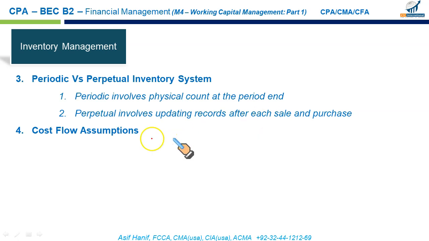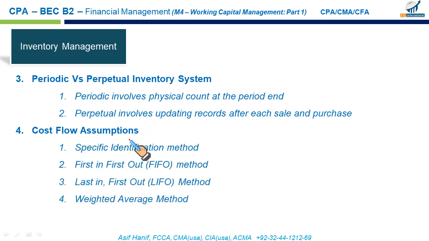Next, cost flow assumptions. We have 4 cost flow assumptions. Specific identification method. The items are distinct. Items in our inventory are so distinct that they can be separately identified and their cost can be separately tracked. So specific identification method is used when the inventory items are so distinct and so unique from each other that we can easily trace each item in our accounting system.